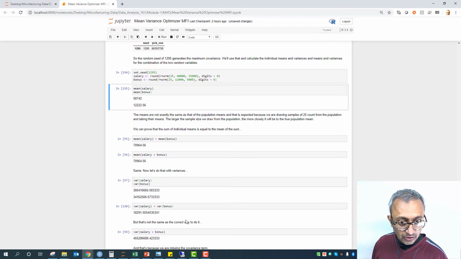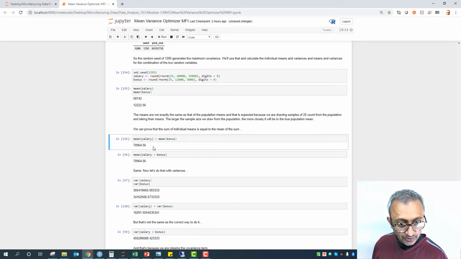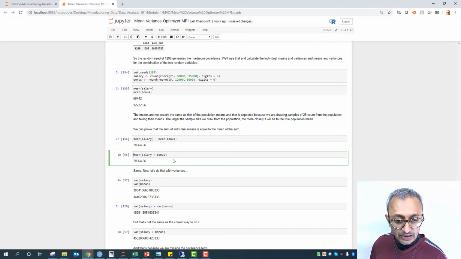Now you're combining the two. What I'm proving is that combining the individual means of salary and bonus is the same as taking the mean of salary plus bonus. This is what we proved before, right? E[X plus Y] equals E[X] plus E[Y], and that's what we are proving now. So it makes sense: exact same number.